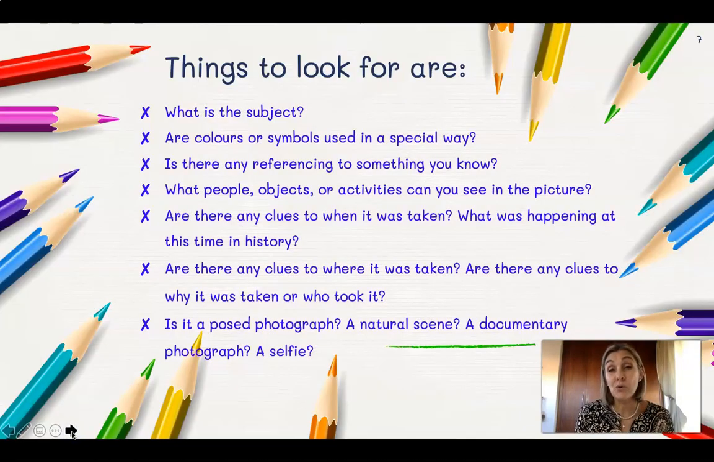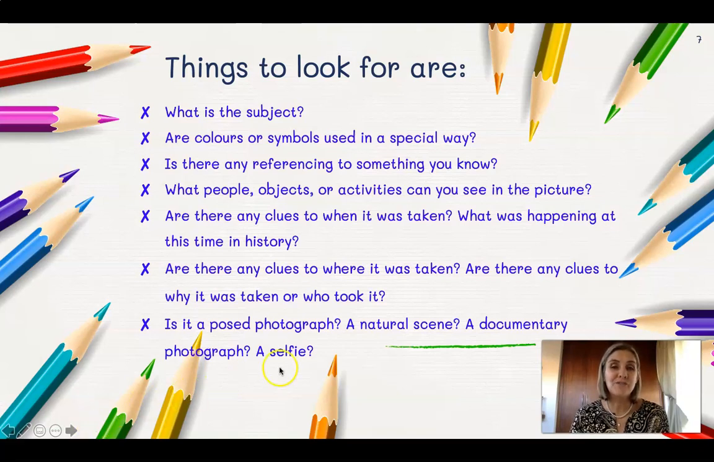Obviously, if we go into a little bit more detail, there's things to look for, like what is the subject? Are colors or symbols used in a special way? Is there any referencing to something you know, whether it's a historical reference or even something from your childhood? What people, objects, or activities can you see in the picture? Are there any clues to when it was taken? So maybe a date or a time, what was happening at that time in history? Are there any clues to where it was taken, so a landmark? Are there any clues to why it was taken and who took it?